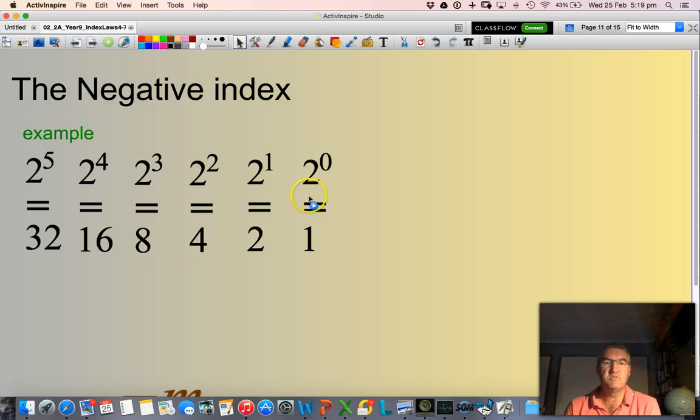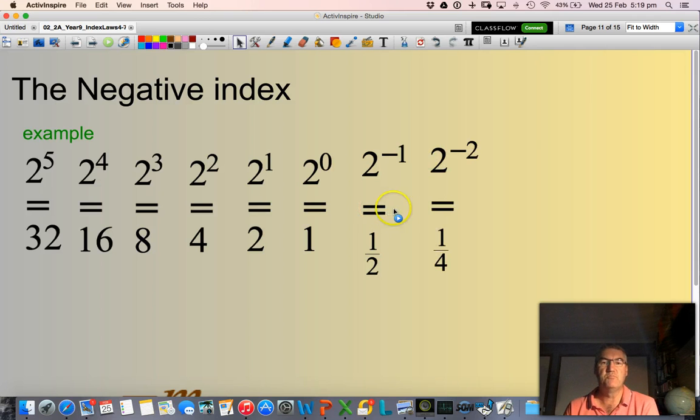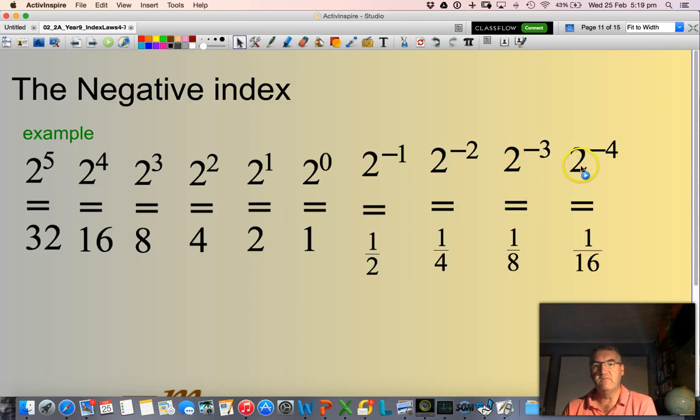Now, if we keep this pattern going, 2 raised to the negative 1 will equal 1/2, so just half of 1. Keep going. 2 to the minus 2 would be a quarter. 2 to the power of minus 3 would be 1/8. 2 raised to the power of negative 4 equals 1/16.